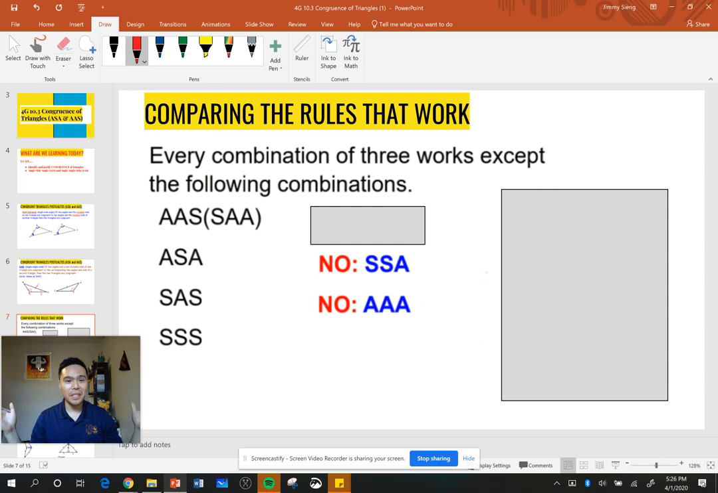So there are some other things that you need to understand. We've learned four: angle, angle, side, slash side, angle, angle; angle, side, angle; side, angle, side; and side, side, side, right? Those are the four postulates that we know about congruence of triangles. What doesn't exist is angle, angle, angle, side, side, angle, and another one.